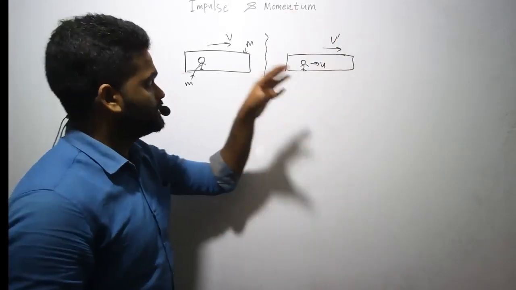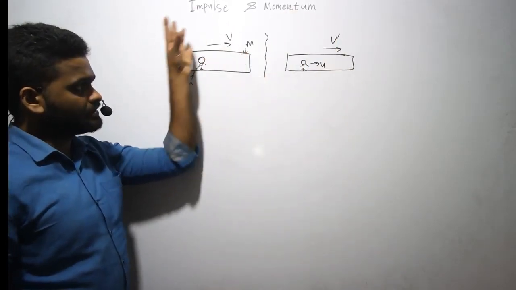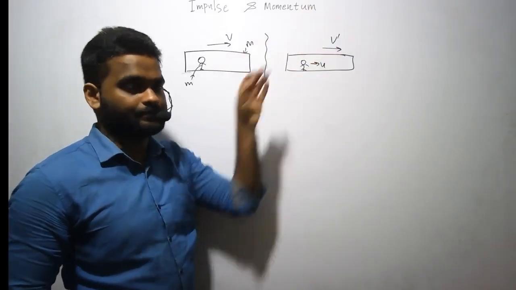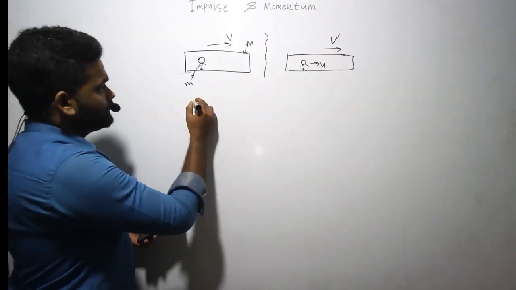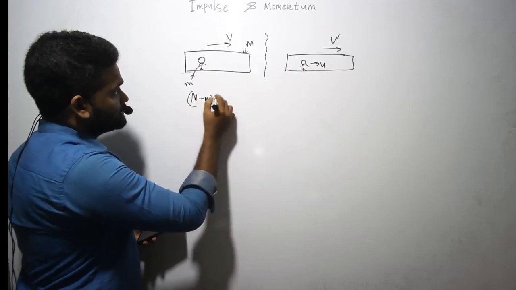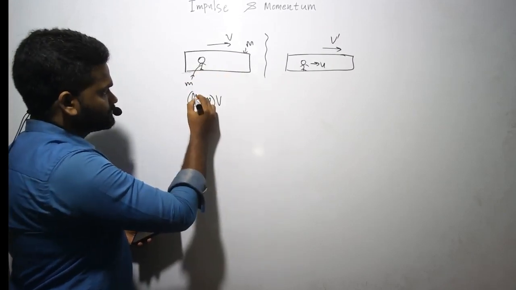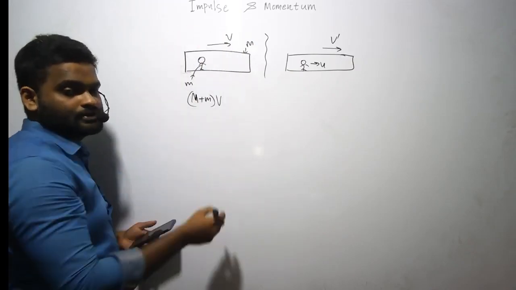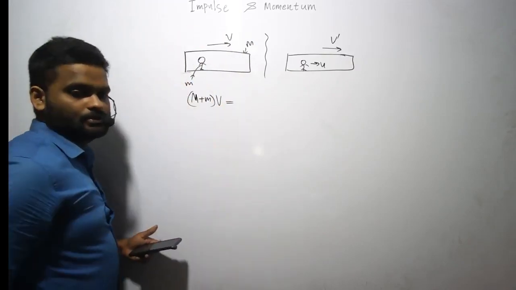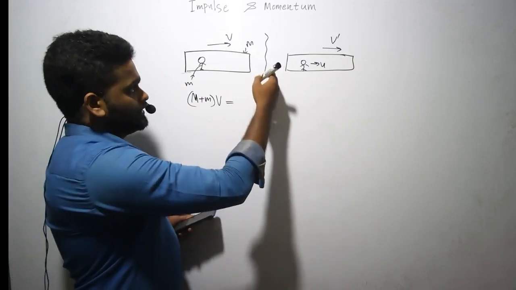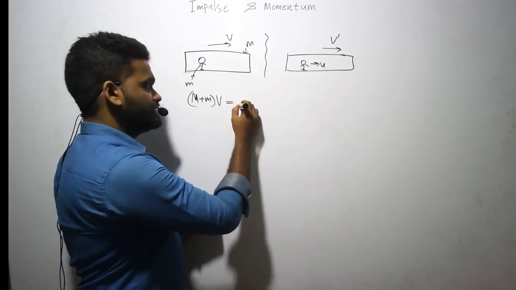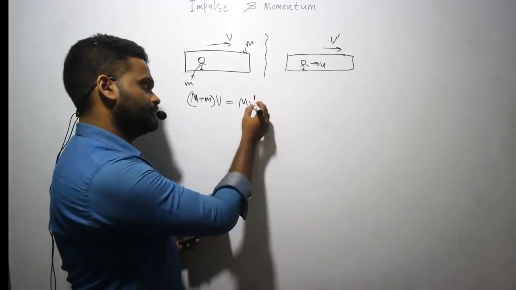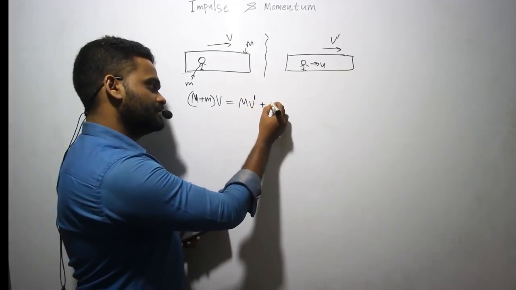So you can say the total momentum of the system here is equal to the total momentum of the system here. What is the total momentum here? Capital M plus small m, that is the total mass, times velocity V. That is equal to, for the trolley, I'll just say M V dash. That is for the trolley. Then there's the man, small m.